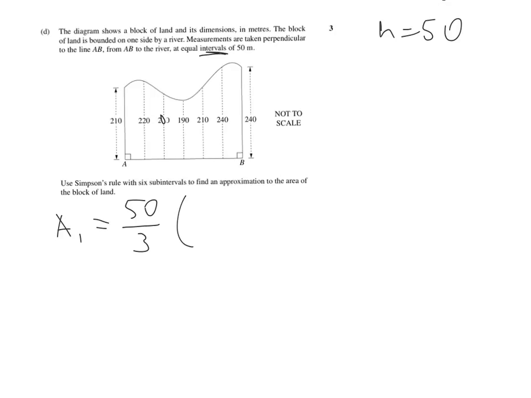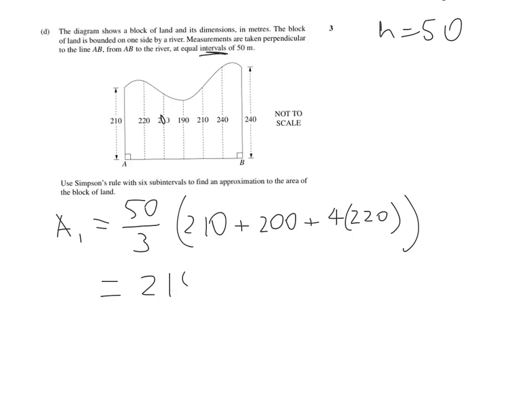All right, these three, 210, 220 and 200, are going to be our first application. So it's going to be 210 plus 200 plus 4 lots of 220. Okay, if I put that in a calculator, I get 21500. So essentially what I found there is this area.